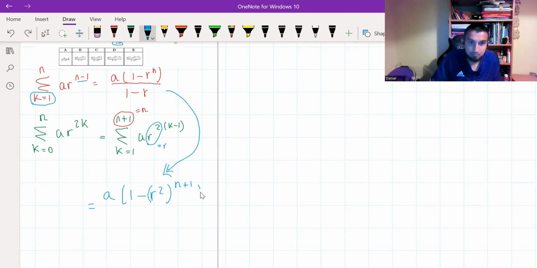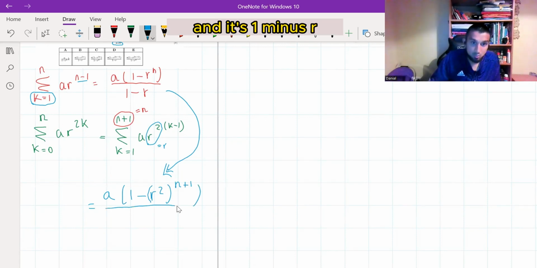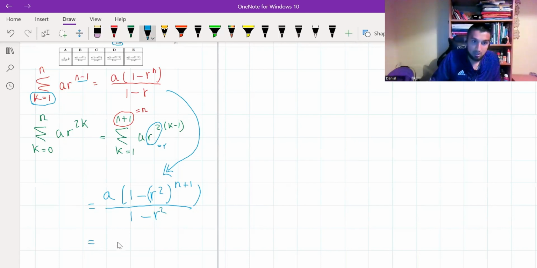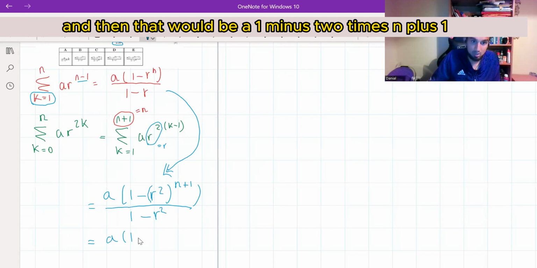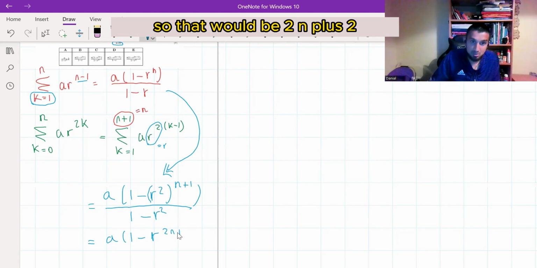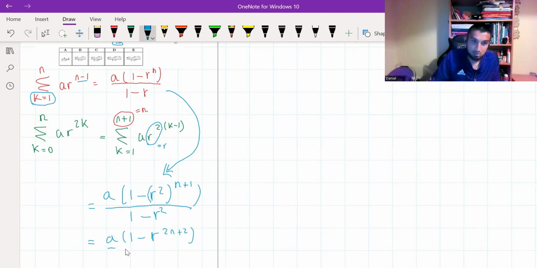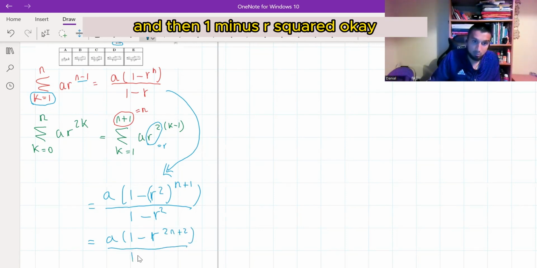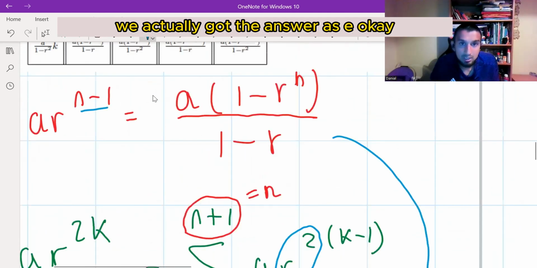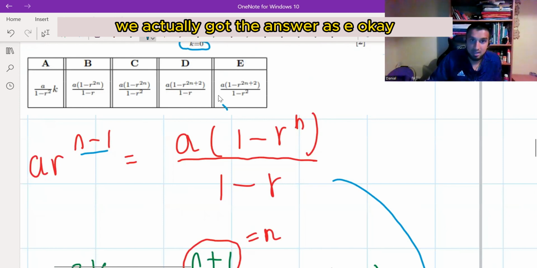Okay? And it's 1 minus r, but remember our r now has to be r squared. Okay? And then that would be a(1 minus r^(2(n plus 1))). Remember, we multiply the powers for brackets. So that would be 2n plus 2. And then 1 minus r squared. Okay? Cool. So if we zoom in, we actually got the answer as E.